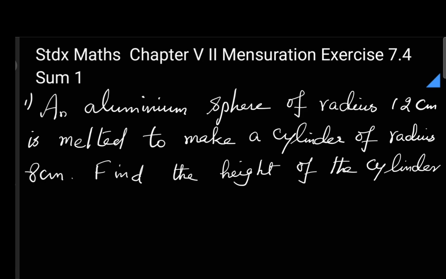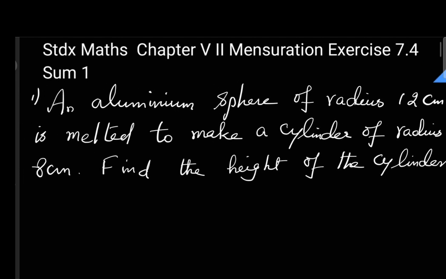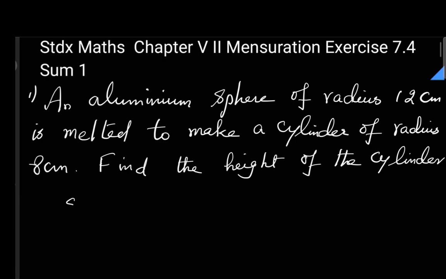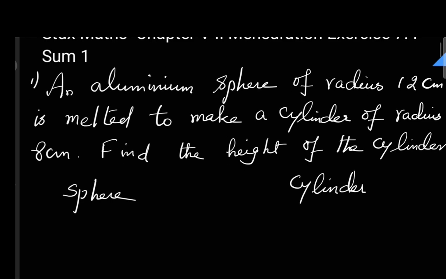So the cylinder has two units, radius and height. Here the recast cylinder has radius 8 cm. Question: you have to find the height of the cylinder. So first let me collect the given data. Sphere and the cylinder here. The sphere radius is r. Let me take this as 12 centimeter.